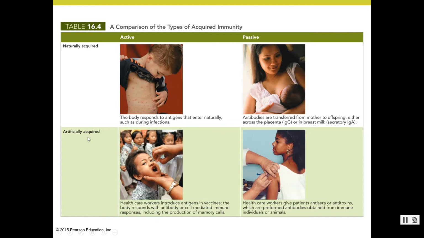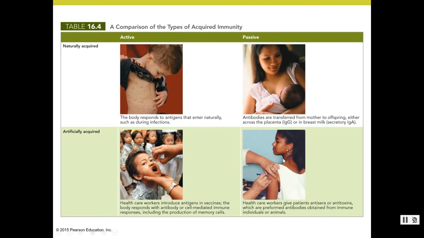Okay, so artificially acquired active immunity. Artificially acquired, so medical intervention. I came in contact with the pathogen due to medical intervention, but my body made the antibodies. These are our vaccines. So medical intervention is how I acquired contact with the pathogen, but then it's my body that made the antibodies. Versus artificially acquired passive immunity.